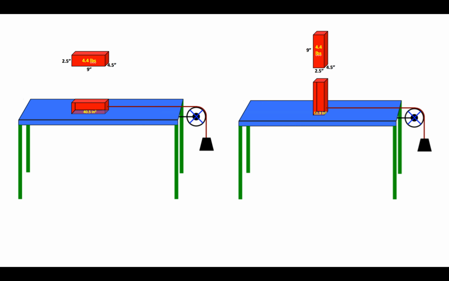Looking at the table on the left, force X will be required to break the static friction and cause the brick to begin to slide, and on the table on the right, with the brick oriented differently, nevertheless, force X will again be required here.